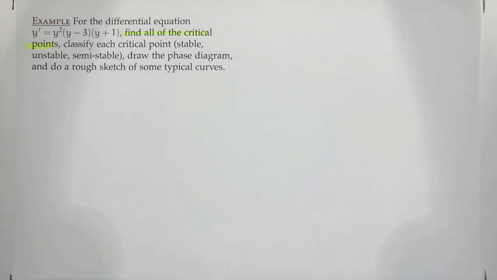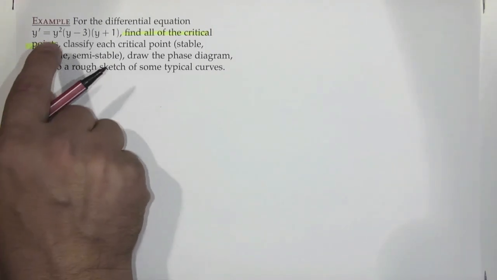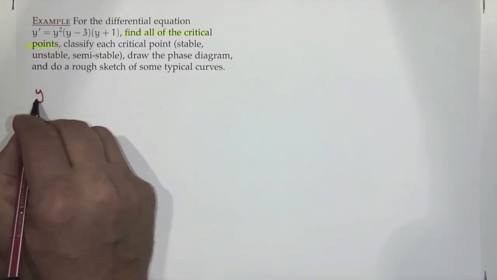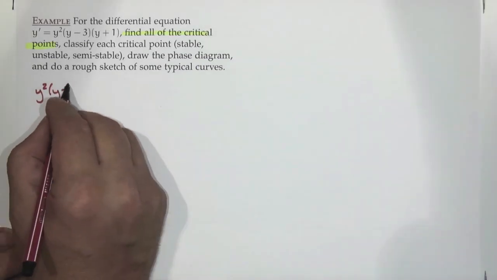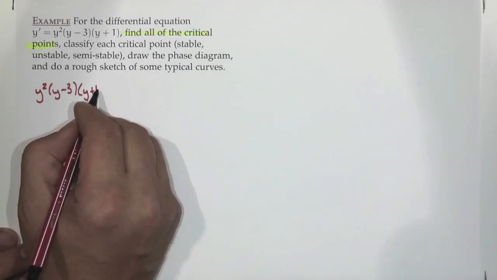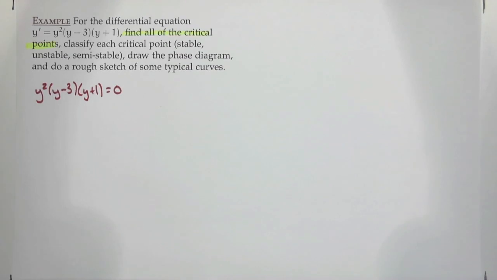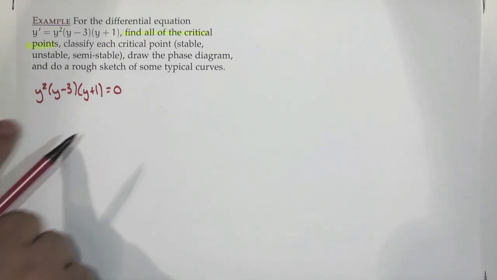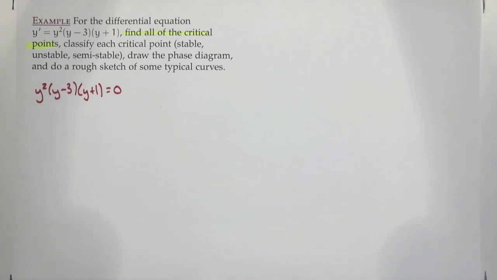Say y prime equals 0. We're going to set y prime equal to 0. In particular, we set y squared times (y minus 3) times (y plus 1) equals 0. And they were even nice to us, they factored it for us. Sometimes they're not so nice. That's all right. Okay, so when does y squared times (y minus 3) times (y plus 1) equal 0?